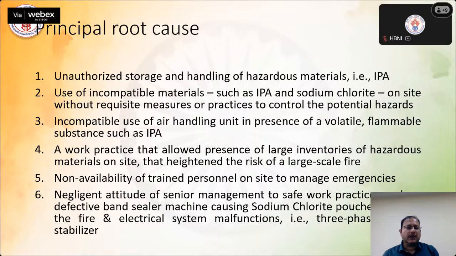The overall thing is that human negligence, or the ill attitude or bad attitude towards safety, was the primary root cause of this particular incident.